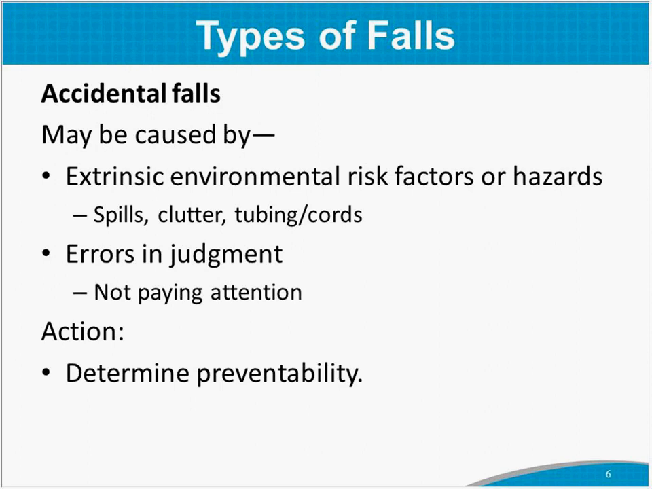We had some folks who said, well, every fall is accidental. You didn't mean for it to happen. So specifically, we're talking about accidental or environmentally related falls. With these, one of the first actions is to determine preventability. Was that fall preventable? Is there something that we could have done to have prevented that fall, and what action can we take to prevent the next fall of a similar type?